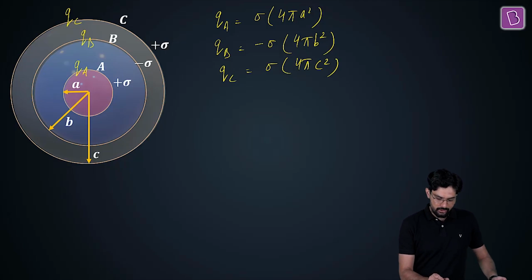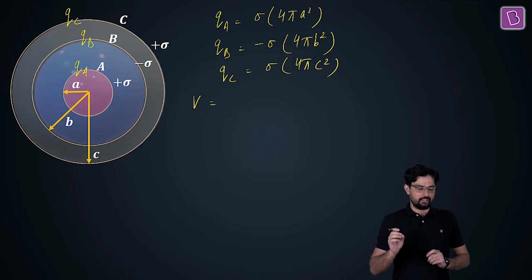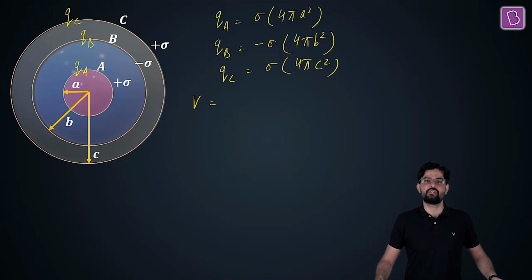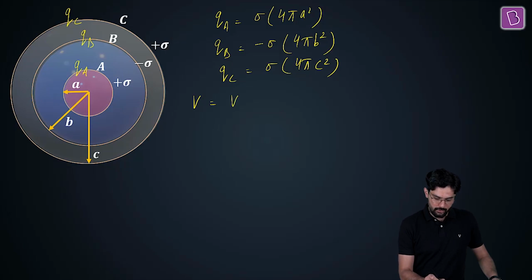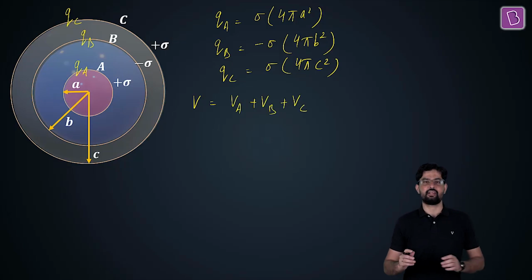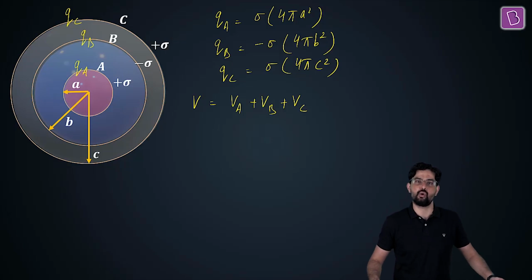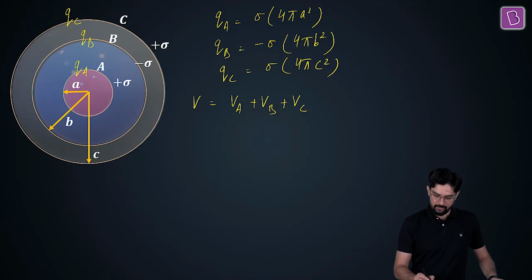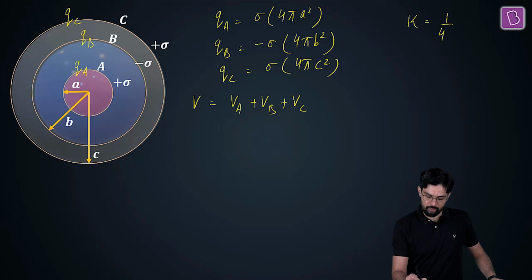And now to find out the potential of the shell B, we know that A, B and C, all three are going to contribute to that potential, right? So the potential is going to be potential due to the shell A plus potential due to B itself plus potential due to C. And you know that potential is a scalar quantity, right? And now let's put it one by one. Let's assume that the value of K is 1 upon 4 pi epsilon naught.